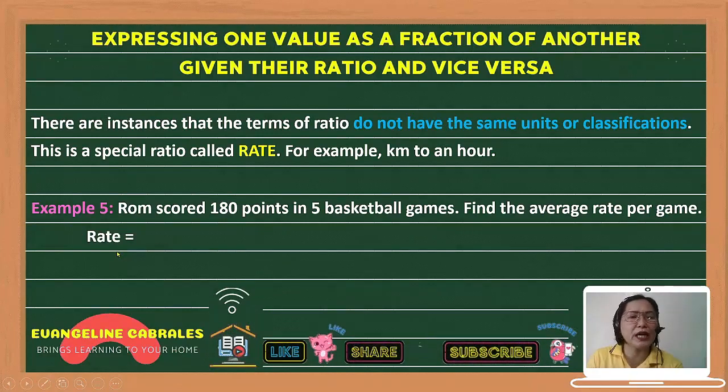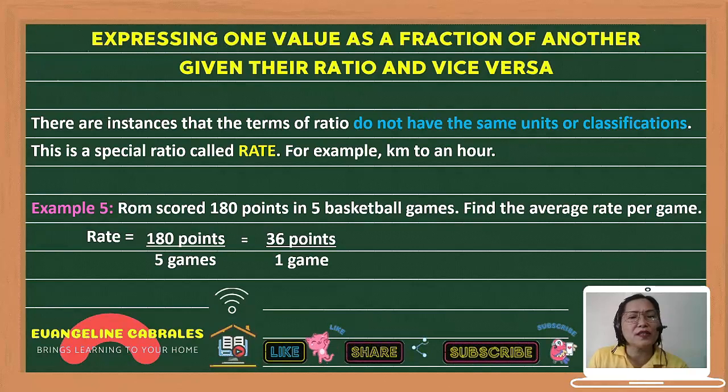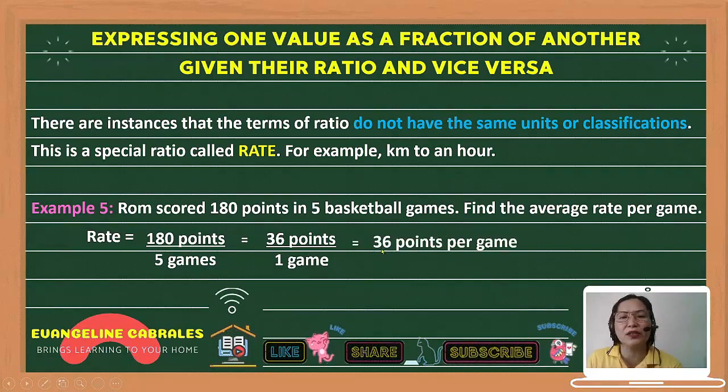Okay, so how are we going to do that? Rate equals 180 points, yun yung kanyang score, is to 5 games. O, yun yung bilang ng games na nalaro niya. So, anong gagawin natin dyan? Kagaya ng ginawa natin sa iba, we will just give it simplest form. Saan pwedeng i-divide ang 180 at 5? Sa 5. So, 180 divided by 5 is 36 and 5 divided by 5 is 1. So, 36 points is to 1 game. And we are getting the average rate per game, kaya ang sagot ay 36 points per game.